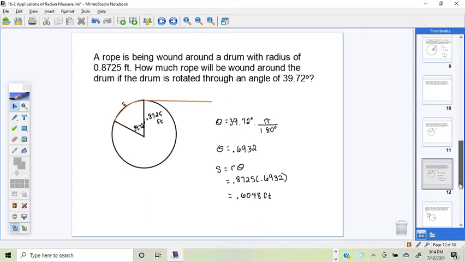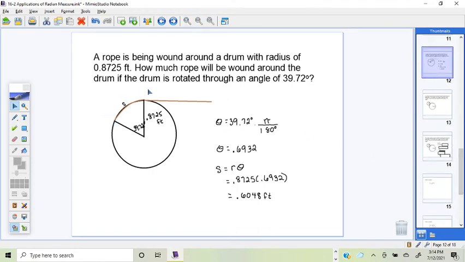Okay, so about 6/10 of a foot. Okay, well, that's all well and good for that. Another application would be in gears.